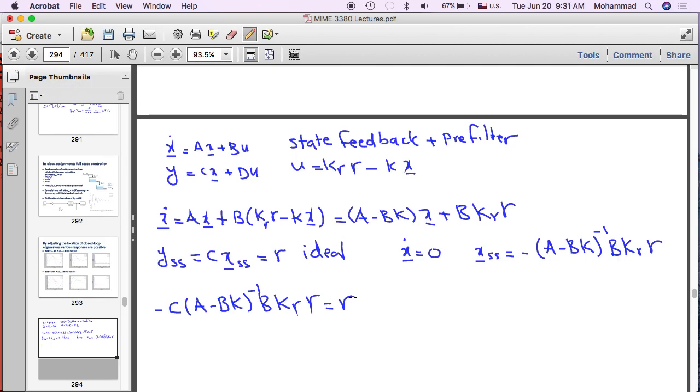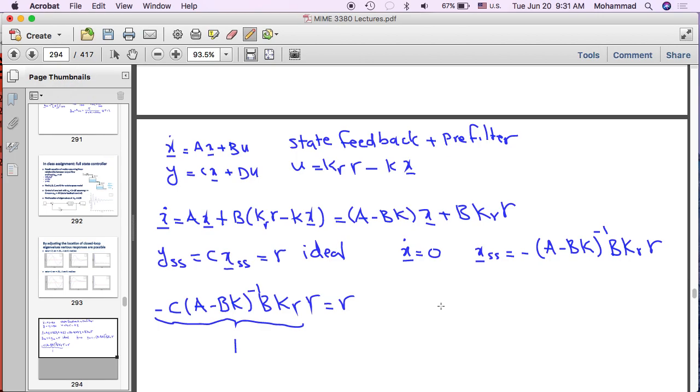Which tells you what? If you look at that equation, what is the immediate conclusion? The immediate conclusion is that this has to be equal to what? Has to be equal to 1. If it is equal to 1, then R is equal to R.